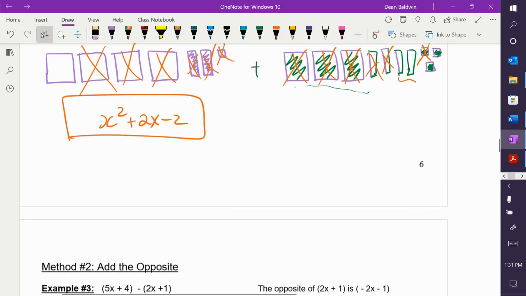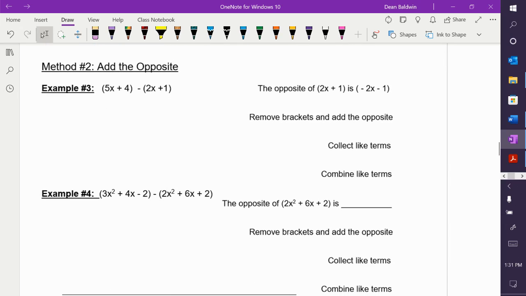Let's do the algebra now. All right. Here's the second method. It's kind of the same thing, except now we're not drawing pictures. So we're going to add the opposite. So we have it written out here. What's the opposite of 2x plus 1? Negative 2x, subtract 1. So it's going to be 5x plus 4. We're going to add the opposite, which is negative 2x minus 1.